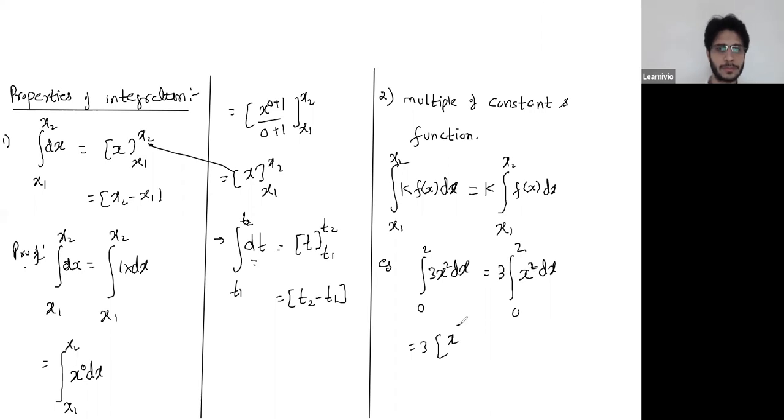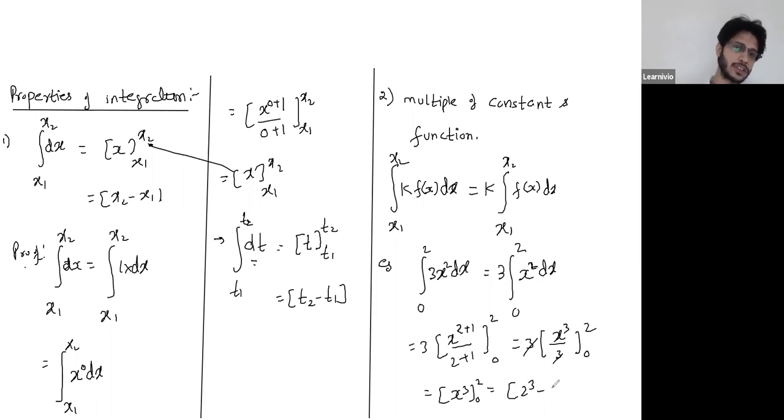X to the power 2 plus 1 divided by 2 plus 1. Limit is 0 to 2. It would be x cube over 3, and then 0 to 2. This 3 will cancel this 3. Yes. And you are left with only 2 cube. Next, you can write this as 2 cube minus 0 cube. So this is how we calculate this integral. This is the integral of 3x squared.